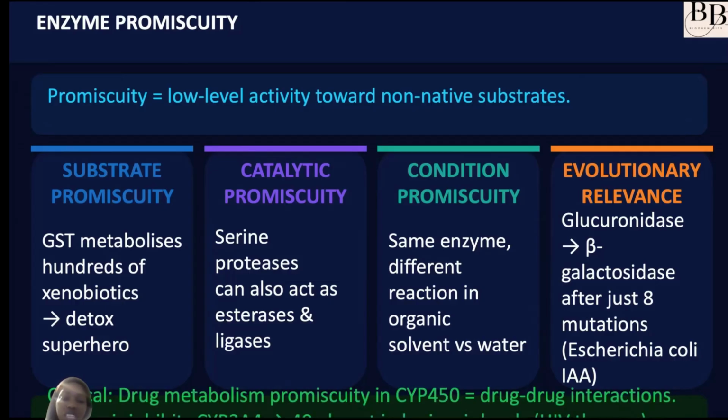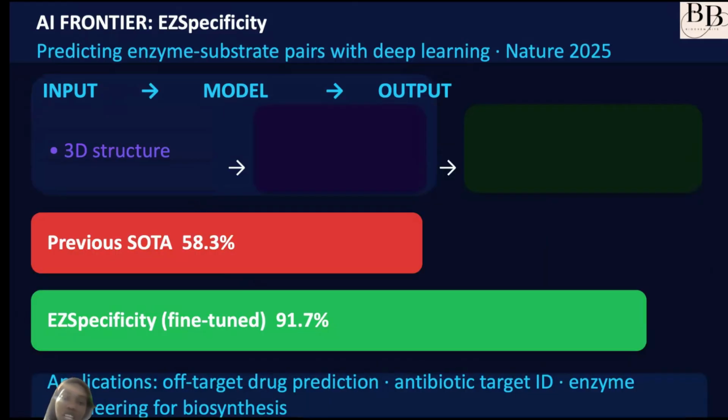So the clinical application has to do with the drug metabolism promiscuity in cytochrome P450 during drug-drug interaction, and as it relates to the cytochrome 3A4's broad spectrum tolerance. So now let's look at, we all know that AI is at the frontiers of so many things now, and we want to see what AI is doing in this space as it relates to biochemistry of the enzyme specificity.